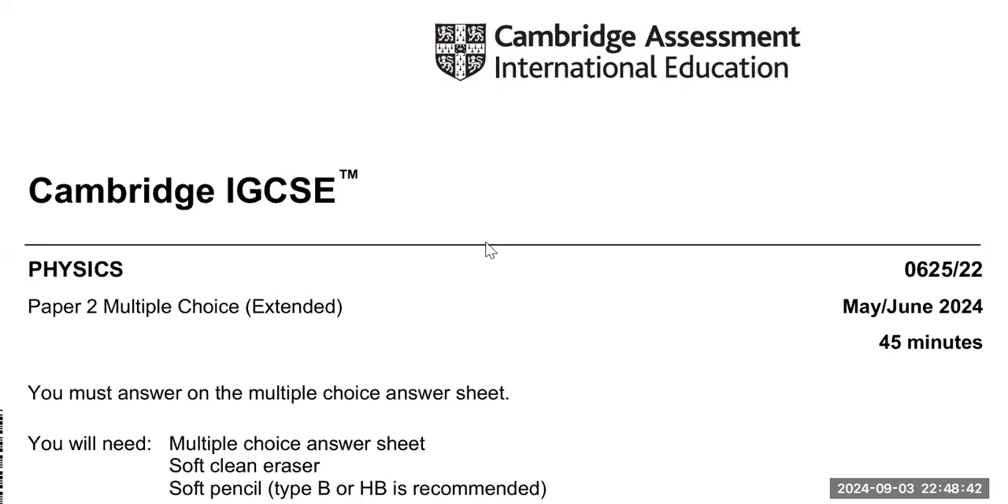Today I'm going to start the second part of May June 2024. The paper version is 22, and this is Paper 2, the multiple choice extended MCQs paper.